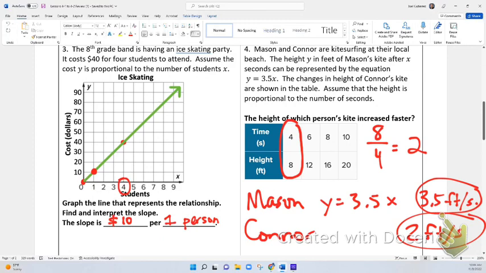And then the question is, the height of which person's kite increased faster? So, in other words, who's going up faster, Mason or Connor? Mason. So make sure that somewhere here, I'll put it off to the side, maybe do it in, I don't know, green. I'm going to put Mason is going up faster because 3.5 is more than 2. Boom. Easy.